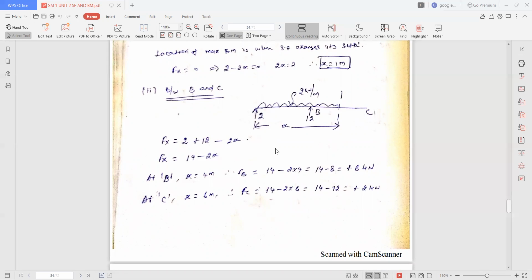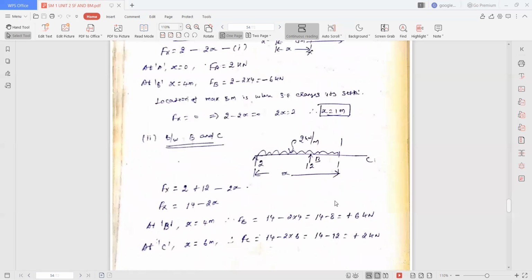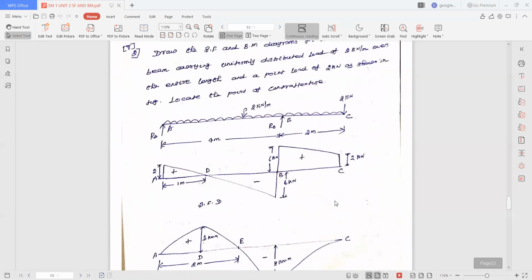Now you want to know the shear force value at B and at C. At B, x equal to 4 meter. Therefore, FB is equal to 14 minus 2 into 4. 2 into 4 is 8. Therefore, 14 minus 8, 6 kilonewton, as we already saw. Then at C, x equal to 6 meter. Therefore, FC equals 14 minus 2 into 6. 2 into 6 is 12. 14 minus 12, plus 2. So at point C it is plus 2.